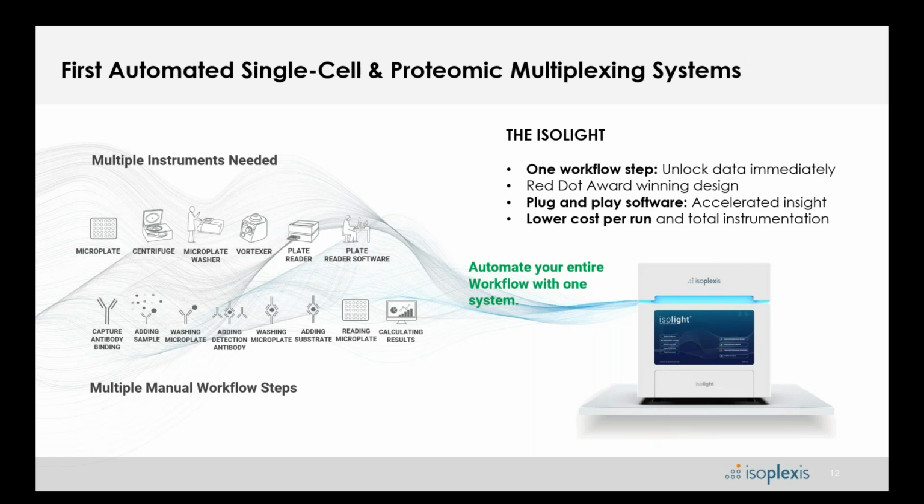No additional equipment is needed. A fully automated workflow means no washing or incubation stations, and no plate reader to run those proteomic workflows. You can unlock your data immediately, which ends up lowering costs per run and total instrumentation requirements. All of your proteomic needs are integrated into a completely automated IsoLight system.